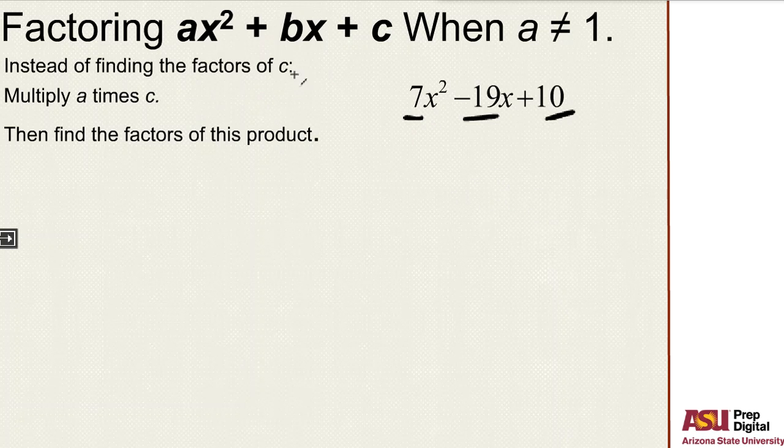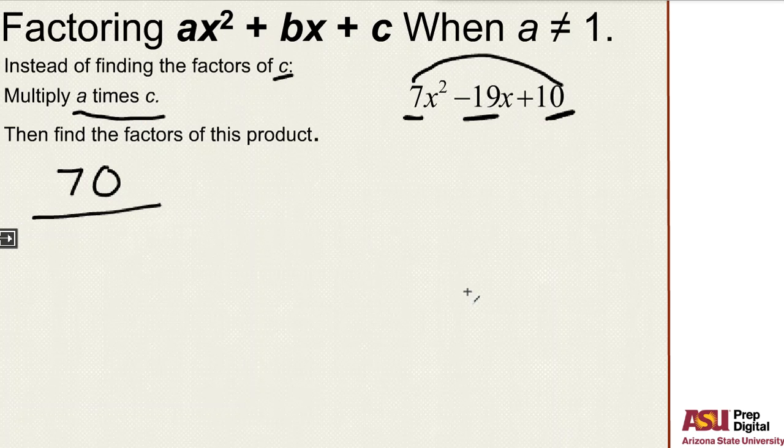So instead of finding the factors of c, we're going to find the factors of a times c. So I'm going to actually multiply first and get 70. And now I'm going to list out all the ways that I can get 70, and then also add, I'm looking to add to this negative 19 here. So if I think of the different ways to get 70, there's 1 times 70, there's 2 times 35. Let's see, what else is there? There's 7 and 10.